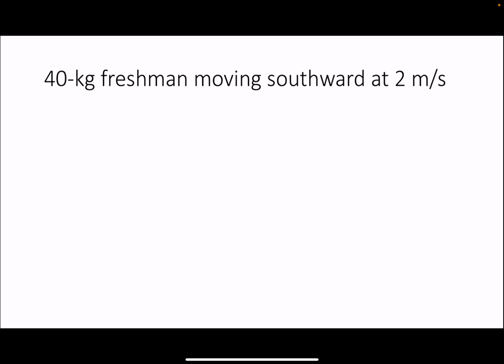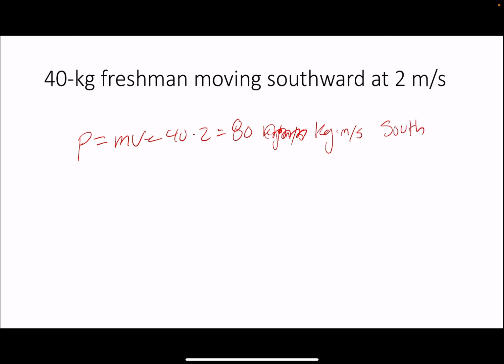So, a 40 kilogram freshman moving south at 2 meters per second. We got a mass of 40 and a velocity of 2, so we get 80 kilograms meters per second, and this would be south. And of course, if we weren't going to use the word south, we would want to put a negative, because if you remember our compass, just like a coordinate plane, up and to the right are positive and down and left are negative. So that means north and east are always going to be positive, and west and south are always going to be negative.